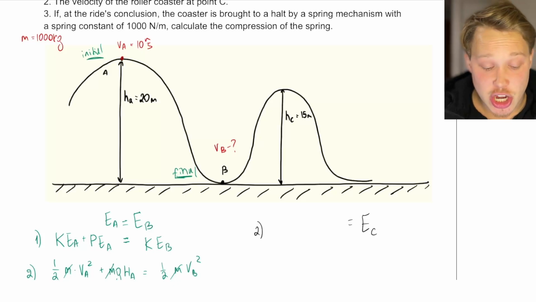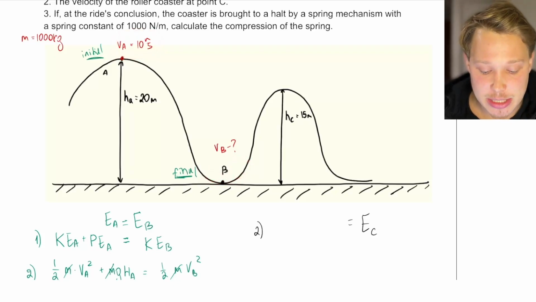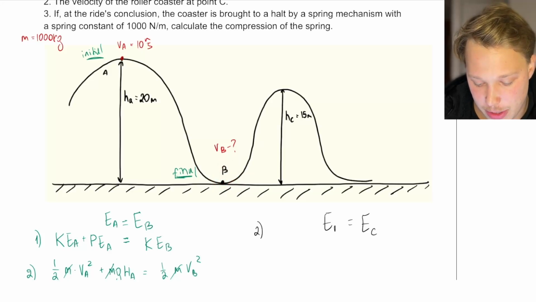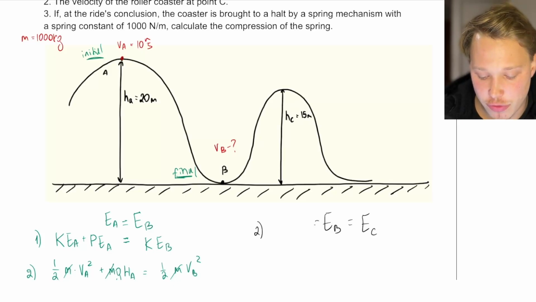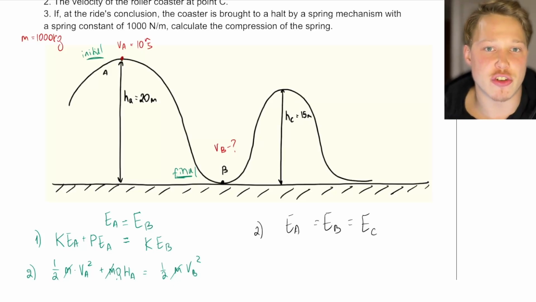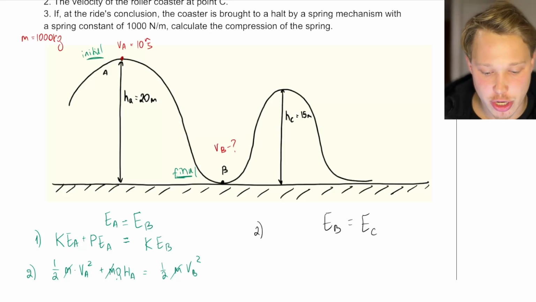We can select our initial moment as either A or B. I think selecting it as B might be a little bit simpler because there's only kinetic energy at B. So we can select energy at B equal to energy at C, because all of these energies are going to be equal to each other, again, due to conservation of energy. So therefore, energy at B is equal to energy at C.